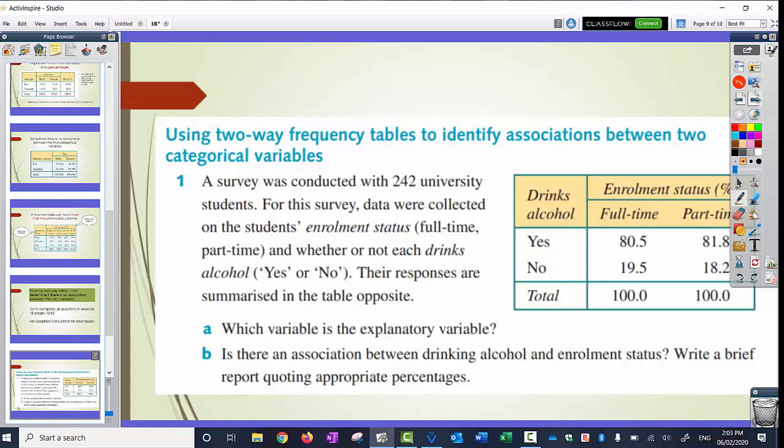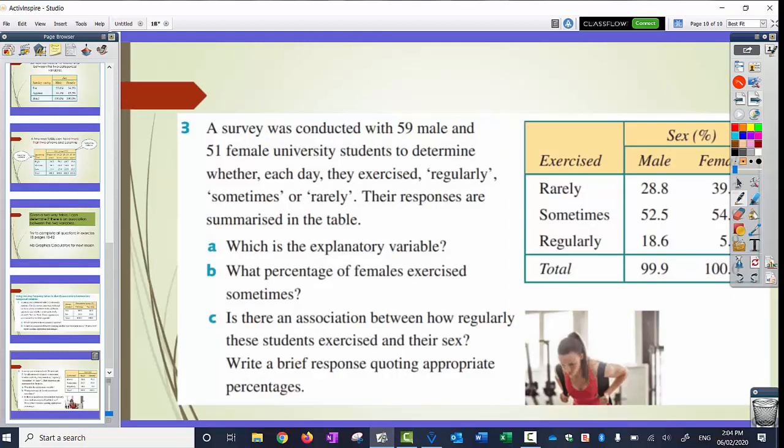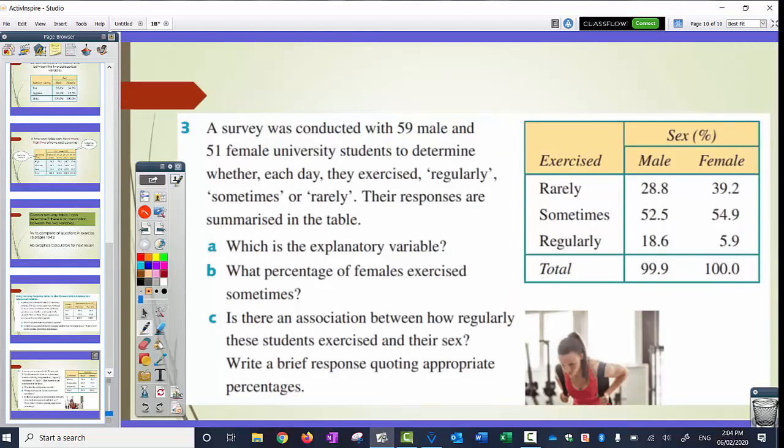I think I might have another question on the screen before you need to go to your textbook. Happy with that one? I've got question 3 up, so if you want to do 2 later. There's your numbers. Survey 59, that's 99.9, but you can assume they're percentages. Do you exercise regularly, sometimes, or rarely? What's the explanatory variable? I prefer the word gender myself. What percentage of females exercise sometimes? 54.9.